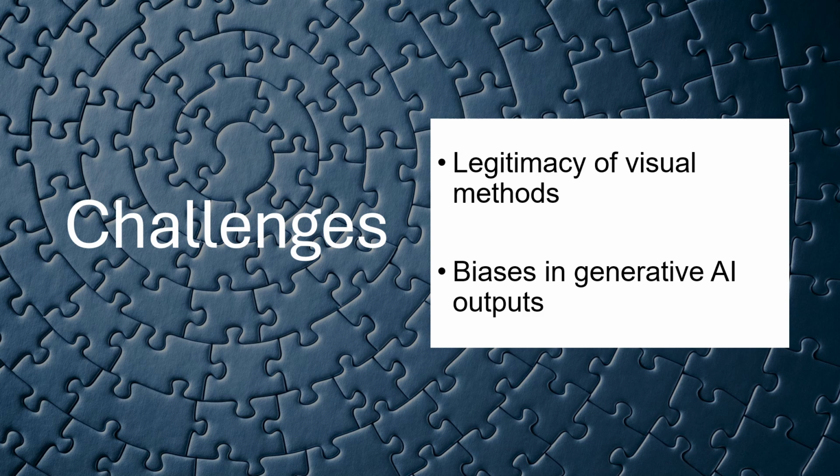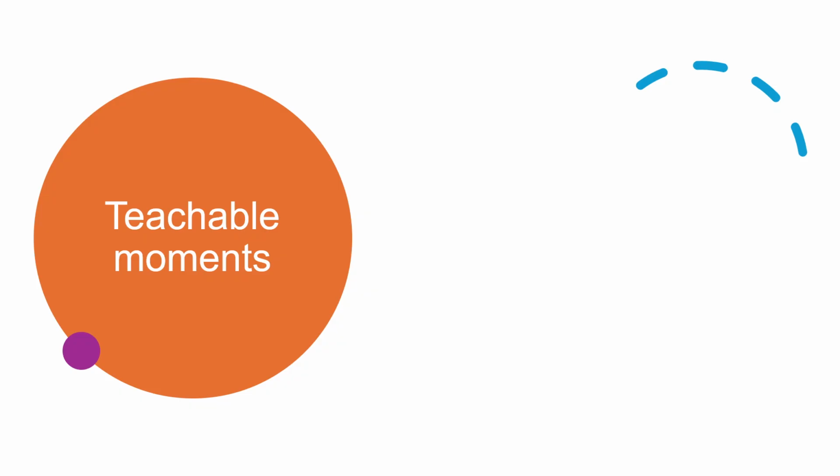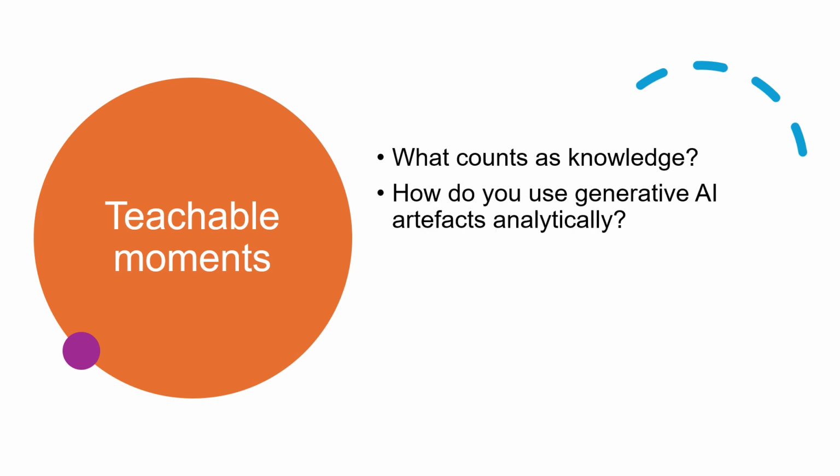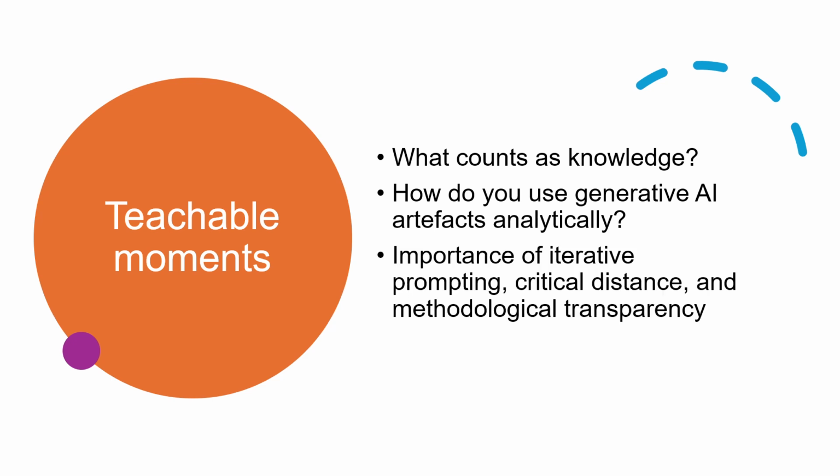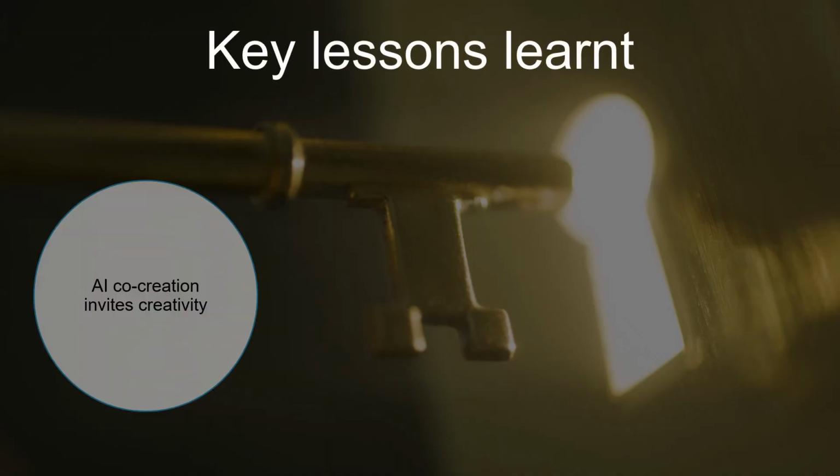But these challenges became teachable moments, prompting conversations about what counts as knowledge and who gets to decide, how to read generative AI artifacts more analytically, and why iterative prompting, critical distance, and methodological transparency are critical when using and working with generative AI. So, from this process, I've learned that co-creation with generative AI invites creativity, but this only flourishes really when it is combined with critical framing.